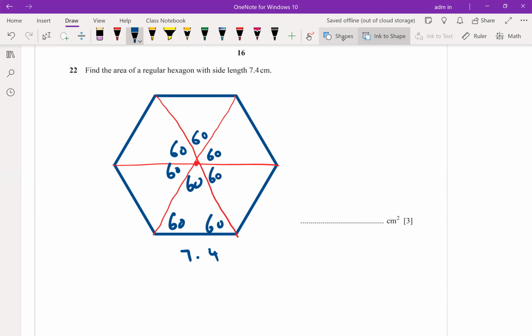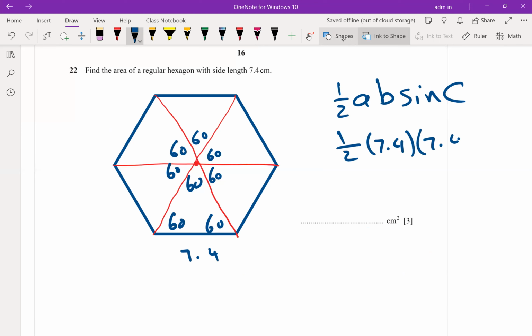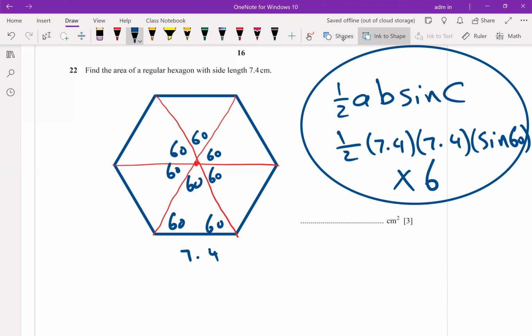How to find the area of one triangle? Half ab sine C. Half ab sine C. Half times 7.4 times 7.4 times sine 60. This answer multiplied by 6 equilateral triangles. Give me the final answer. 142.